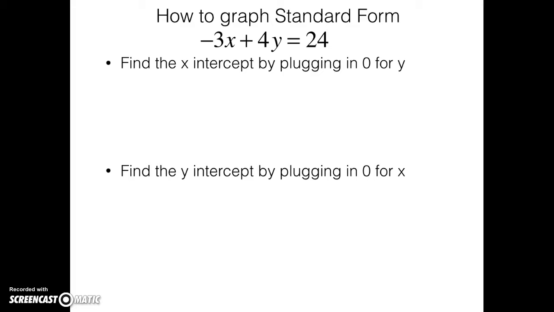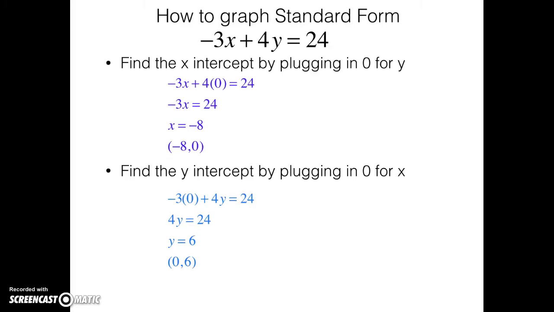How to graph standard form negative 3x plus 4y equals 24. The shortcut for graphing from standard form is to find the intercepts. So we're going to find the x-intercept by plugging in 0 for y. So negative 3x plus 4 times 0 equals 24. When we solve for x, we get x equals negative 8. So the coordinate point that's going to go on our graph is negative 8, 0.